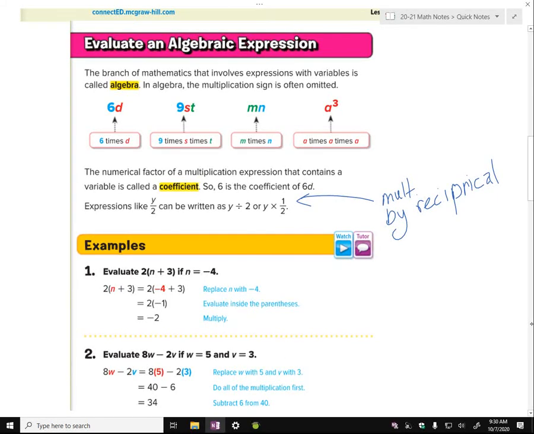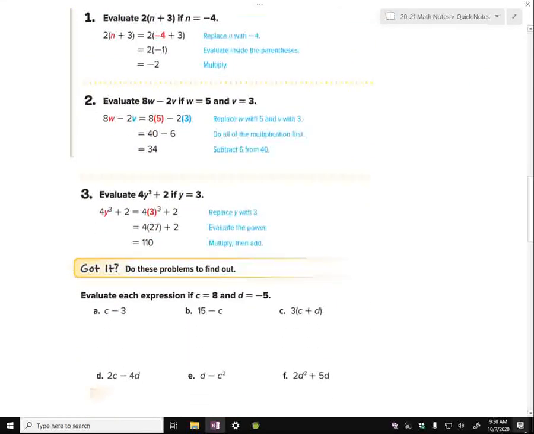Evaluate 8w minus 2v. So this one has two different variables. If w equals 5 and v equals 3. So we have the red with w, the blue with v. We substitute those in there. We have 8 times 5 minus 2 times 3, because that would be 40 minus 6, which is just 34. So I'll tell you that in a second.